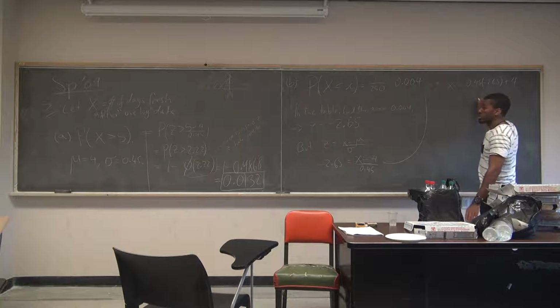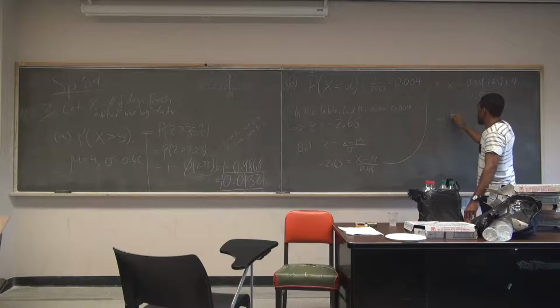I got 2.8075. 2.8? Yeah, let me try again. You said negative 2.65 times 0.45? Yeah, times 0.45 and add 4.